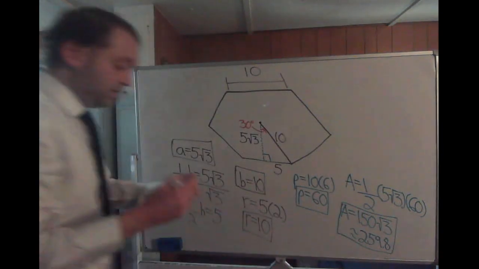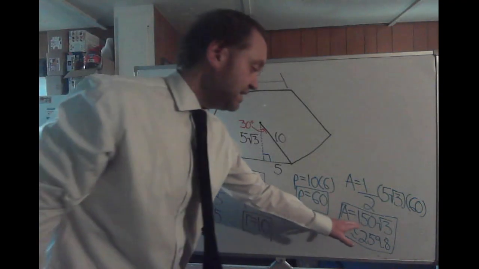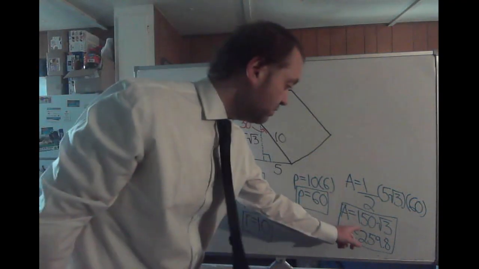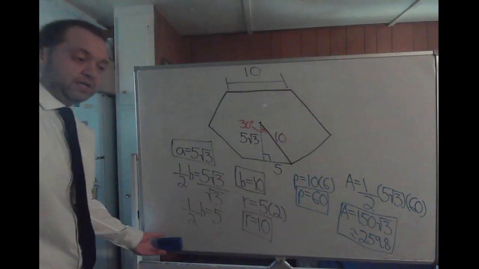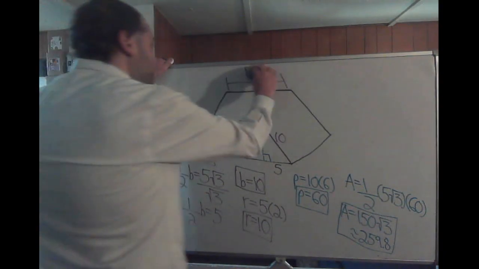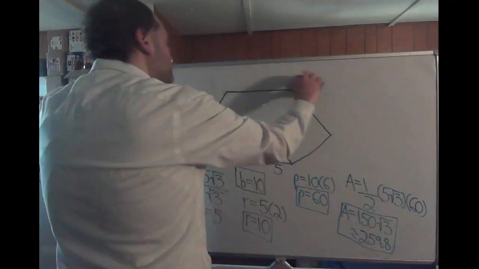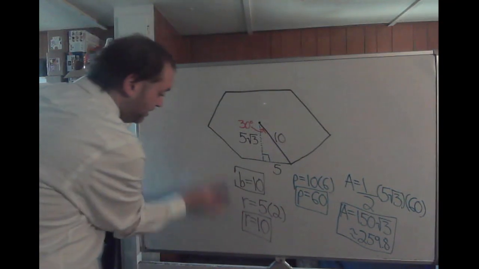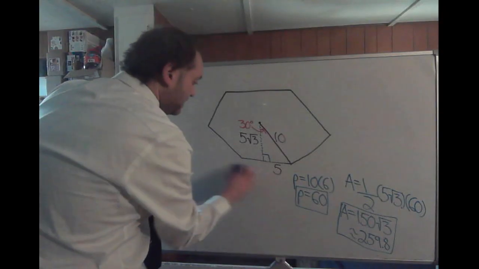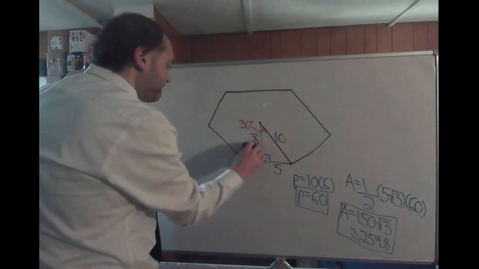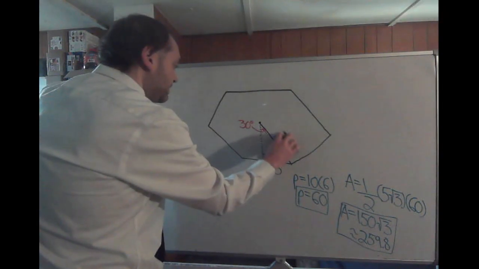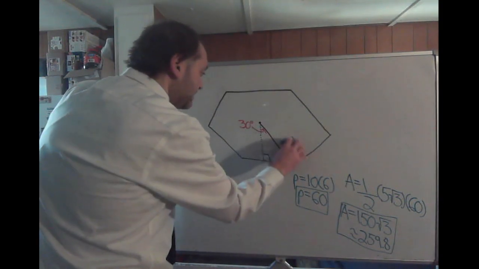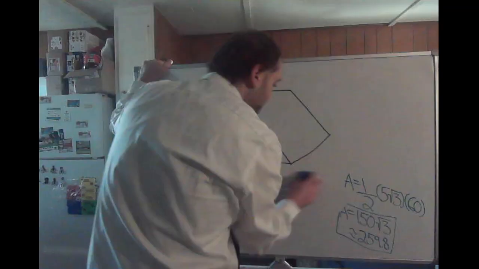So this area of this regular hexagon is exactly 150 times the square root of 3 square units, or approximately 259.8 square units. I got 2 more for hexagons, then we will move on to pentagons. The pentagons are going to require a bit of trigonometry, so that's a little bit different yet.